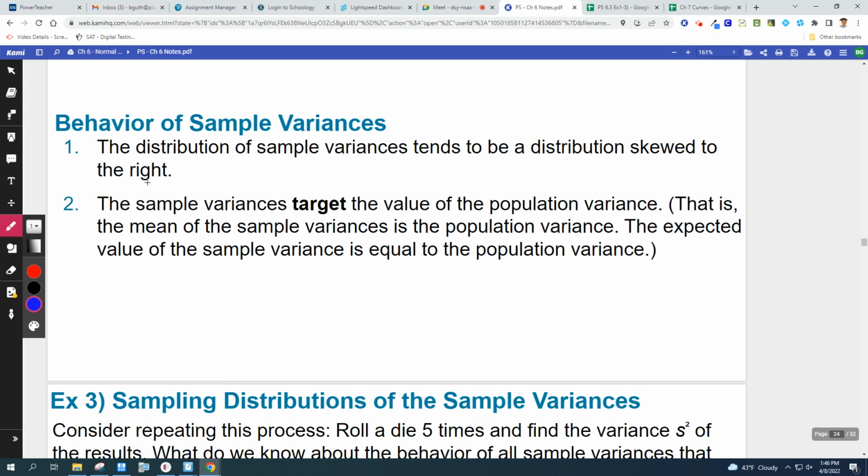Behavior of sample variances. The distribution of sample variances tends to be skewed to the right. So notice that. This is not normal, it's skewed to the right. Remember what that looks like. It has a long tail, right? The sample variances target the value of the population variance. That is, the mean of the sample variances is the population variance. So we're saying this.